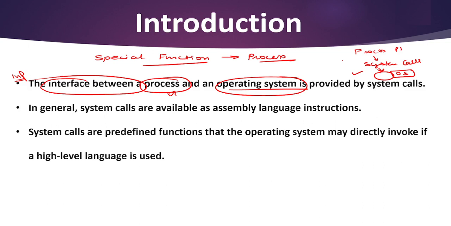Other than this, you should note that the system calls are available as assembly language instructions. So system calls are used as this type of language instructions, and they are also included in the manuals used by the assembly language programs. And also system calls are usually made when a process is in user mode.